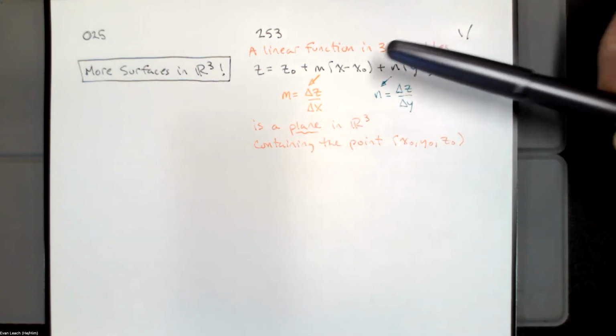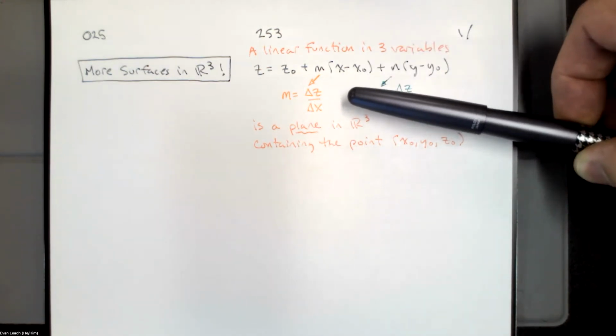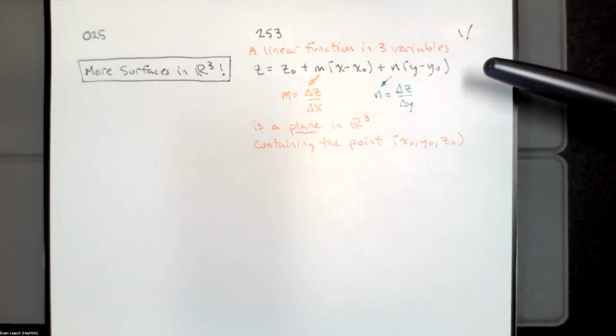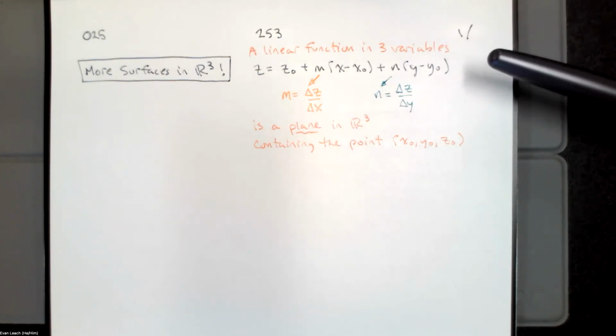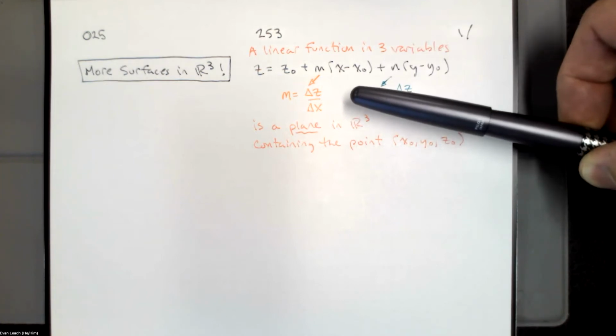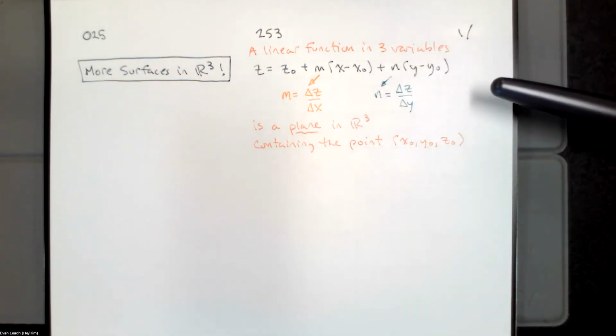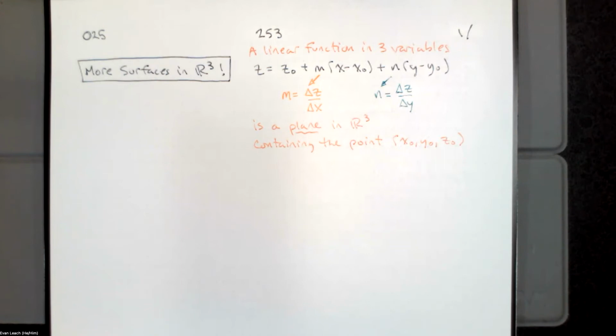Slopes are rates of change. I've got a rate of change in the x direction, and I've got a rate of change in the y direction. Let's just install some calculus language on that. I've got a derivative in the x direction, and I've got a derivative in the y direction. I've just got these two derivatives standing in for the slopes.